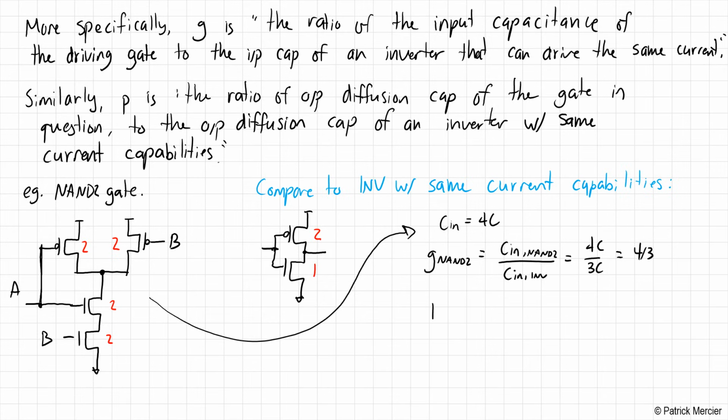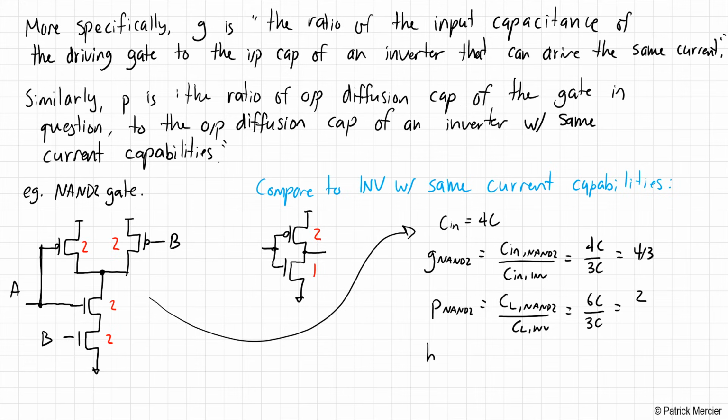We can do the same thing for the parasitic delay. The parasitic delay of NAND 2 is equal to C_L of NAND 2 divided by C_L of the inverter. In this case, the total output capacitance of our NAND gate is 6C because we have two PMOS transistors and one NMOS transistor connected to the output, divided by 3C for the inverter, so that's a factor of 2.